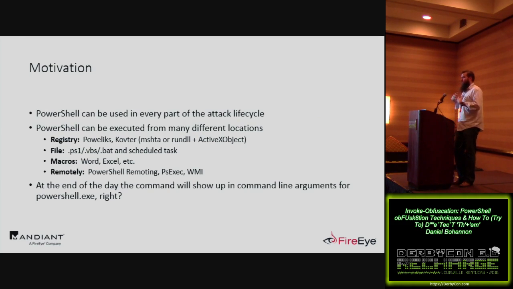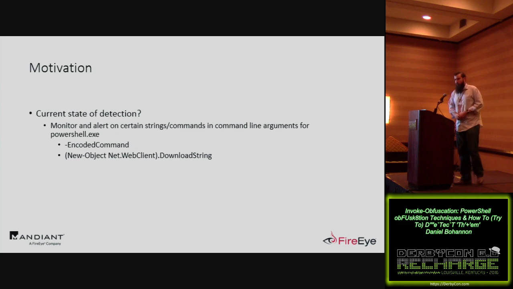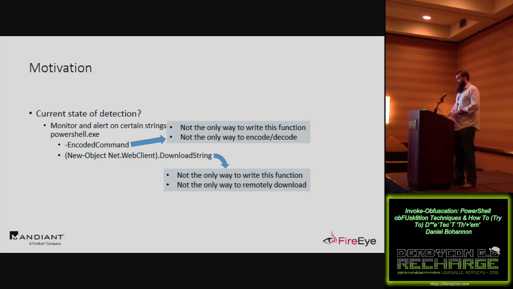At the end of the day, we as defenders could think, well, we can just make sure we're looking for evil strings or potentially malicious strings in PowerShell's command line arguments, right? We'll get there. So, current state of detection. These two examples here, encoded command and this remote download cradle, is typically what we see in a lot of investigations. However, for each of these, this is not the only way to write this exact function, and the PowerShell language is just so fantastically rich. There are so many ways that you can accomplish the same task with different syntax.